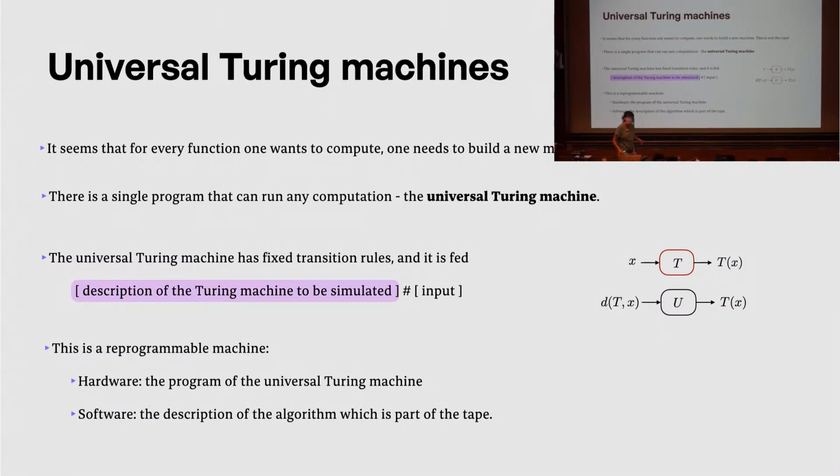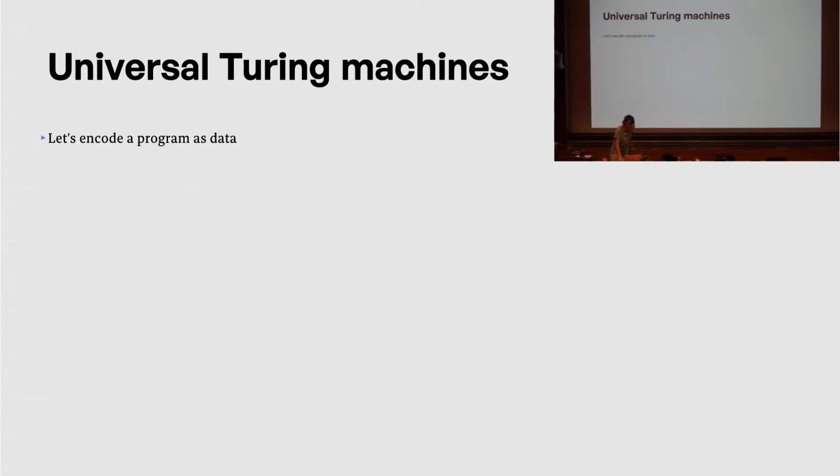Let me explain. The key element here is the fact that a Turing machine can be cast as a string. This is the key conceptual bit, the most surprising thing that has happened here. And this works as follows. I'll give you one of the many possible ways of casting a Turing machine as a string. So let's encode the program as data.